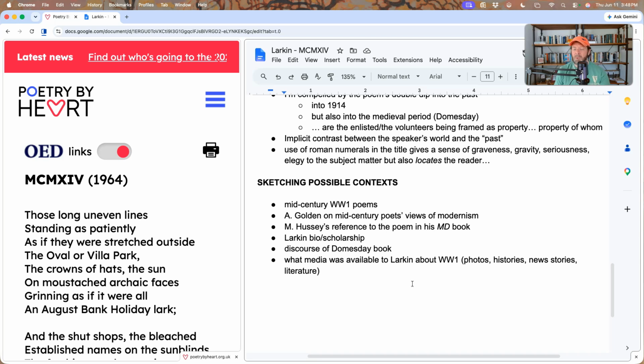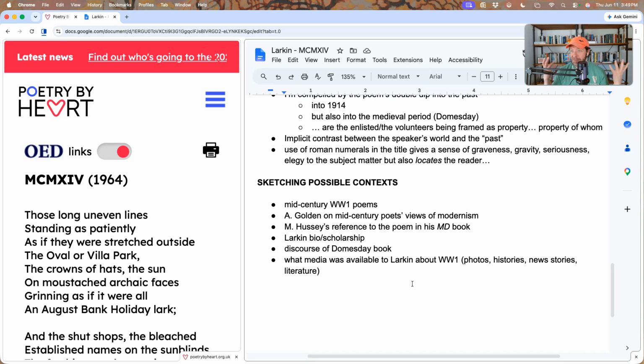So I'd like to know a little bit more about poets in the mid-century who draw on World War I, World War II imagery. I'm also thinking of Amanda Golden's study of mid-century poets' views of modernism. So these poets in the middle of the century are looking back to the early decades of the modernist period, and in many cases probably knew many of the modernist poets. I'm thinking of Mark Hussey's reference to the poem in his Mrs. Dalloway book, which is sort of what launched my turn to this poem this morning.